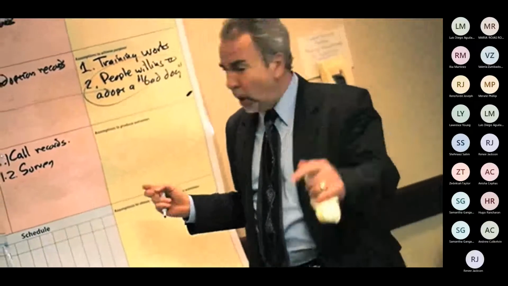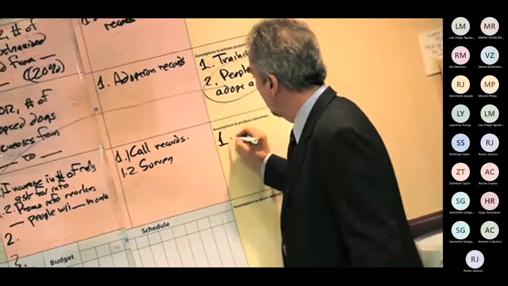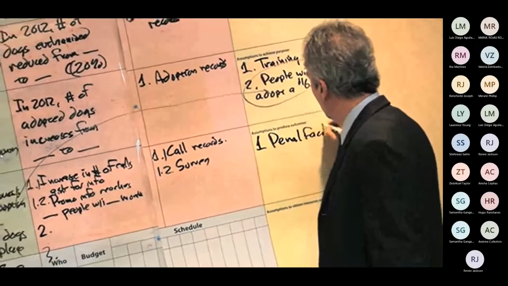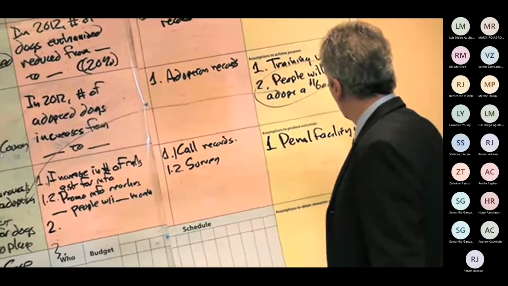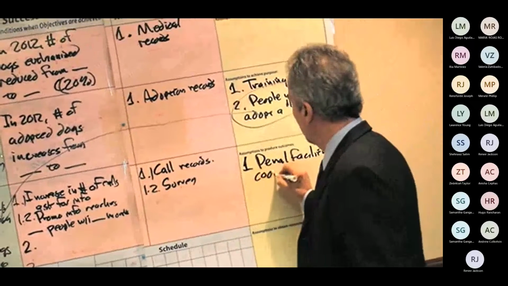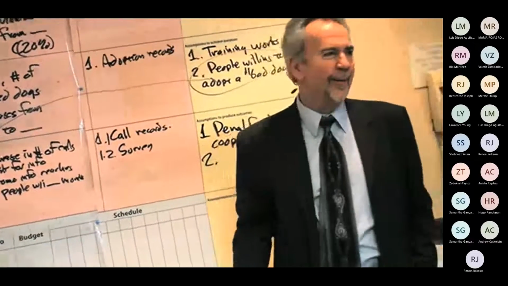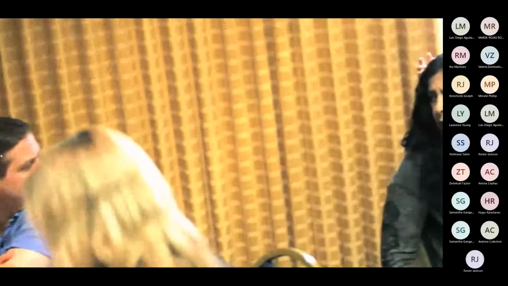Cooperation with the penal facility. Good, good. That the penal facility will cooperate. Okay, what else? Well, at the very beginning, that you're in a geographical area that's dog friendly. Boston loves dogs, other parts of the country don't. So you would want to make sure that you're in a dog friendly area.